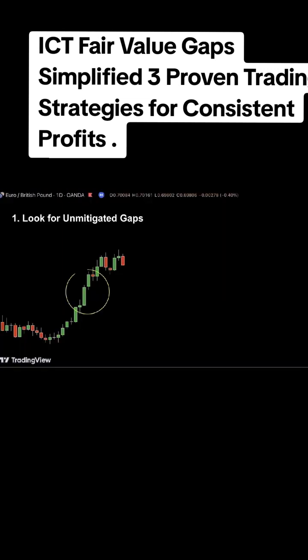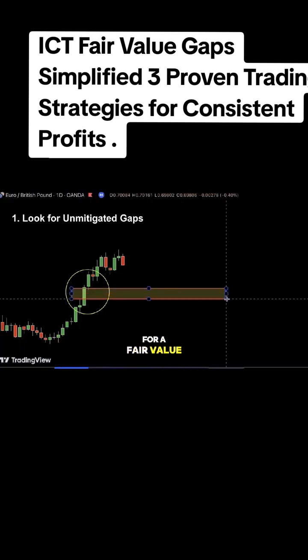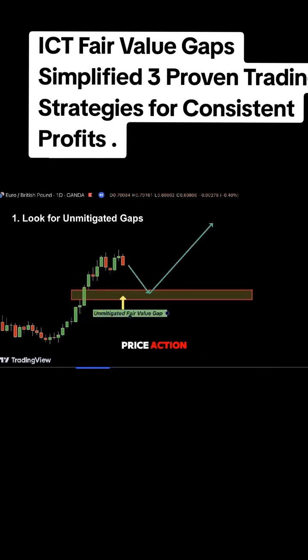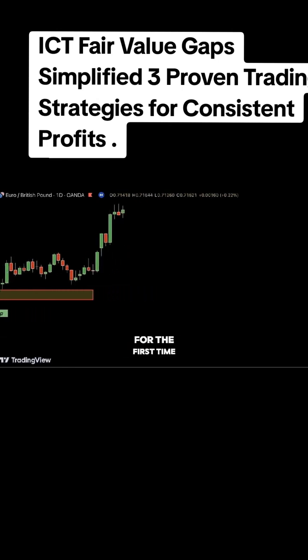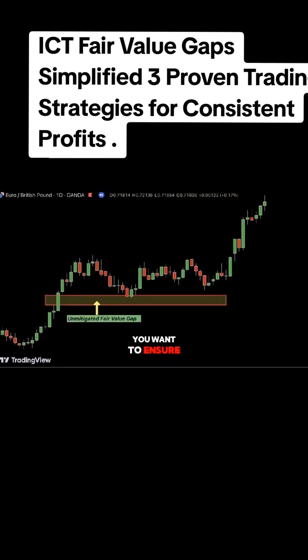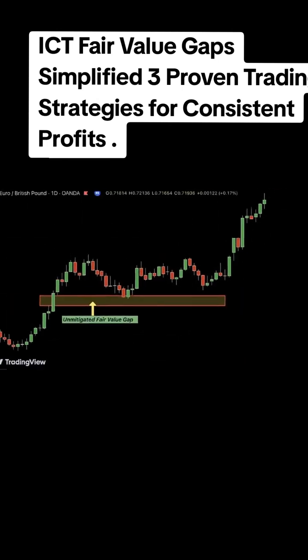Look for unmitigated gaps. For a fair value gap to have high potential, it must remain untested by price action. In other words, if the price has already retested the gap, it loses effectiveness. The best fair value gaps are those that haven't been touched yet, and when price retraces for the first time, you want to ensure it doesn't break below the gap.